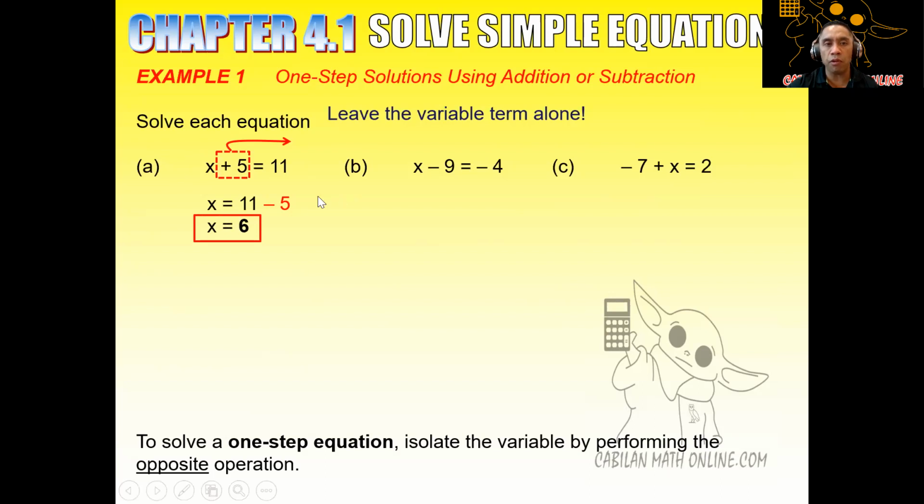The one step is referring to the step where we actually subtract the 5 from the 11. Okay, so that's the one step for that particular problem. Now, for this next one, again, we want to leave the x by itself on that side there. So in this case, we are now moving a negative number, specifically the negative 9.